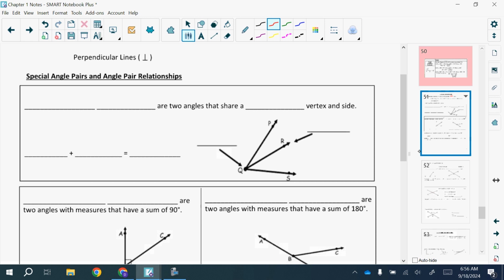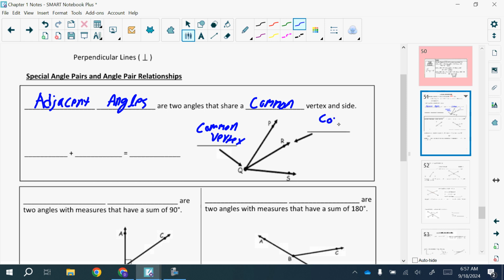So we've already looked at angles like this, but we're just putting names to it. So adjacent angles are two angles that share a common vertex inside. If you look at this diagram here, this point Q is the common vertex, and ray RQ is the common side.